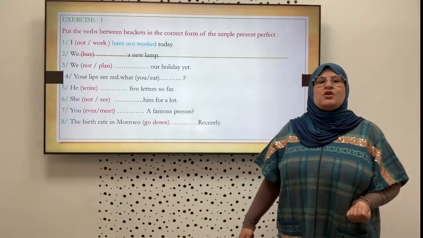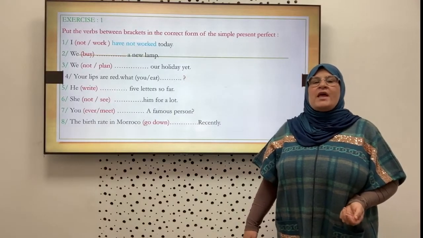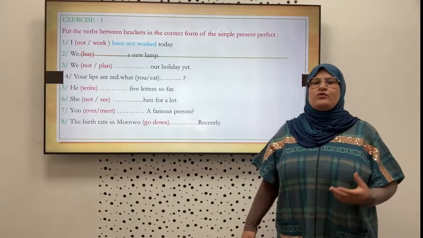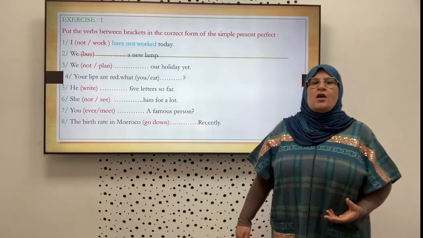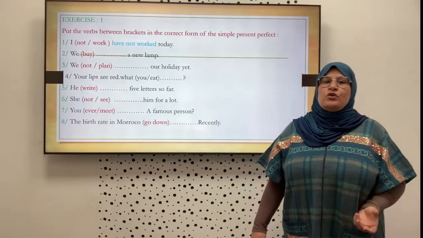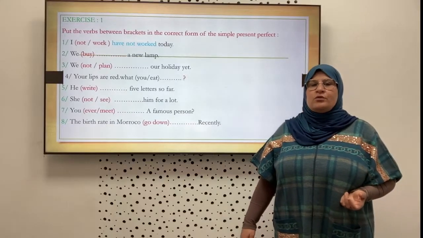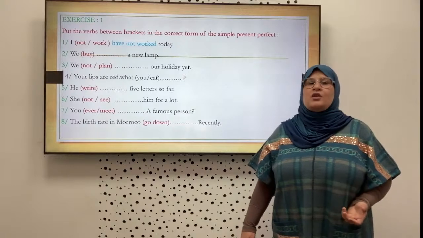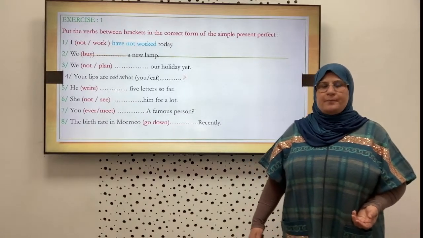Example number 8, the birth rate in Morocco has gone down recently. Whenever we talk about very recent actions, or something that has happened very recently or very lately, we usually use the present perfect simple. We don't really give a specific time, but we mention that the activity happened very recently.